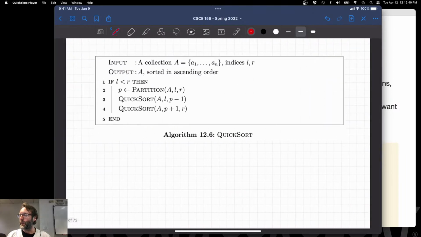That's where this L and this R come in, right? While they're strictly less than each other, in other words, while you've got an array of at least 2 elements, maybe more elements, but at least 2, then continue your recursion. You partition by putting things less over here, greater over here, and then you recurse on the left partition and the right partition.